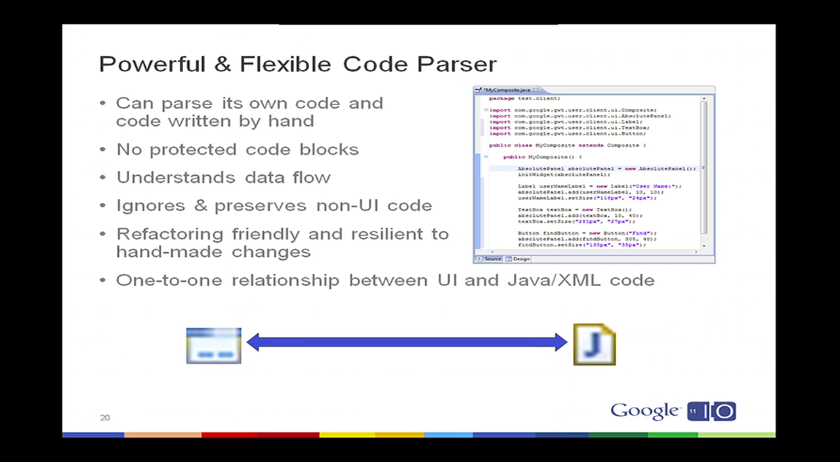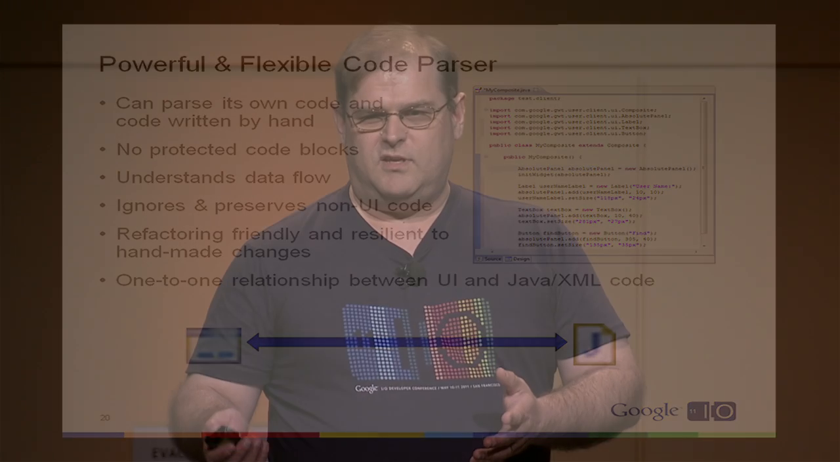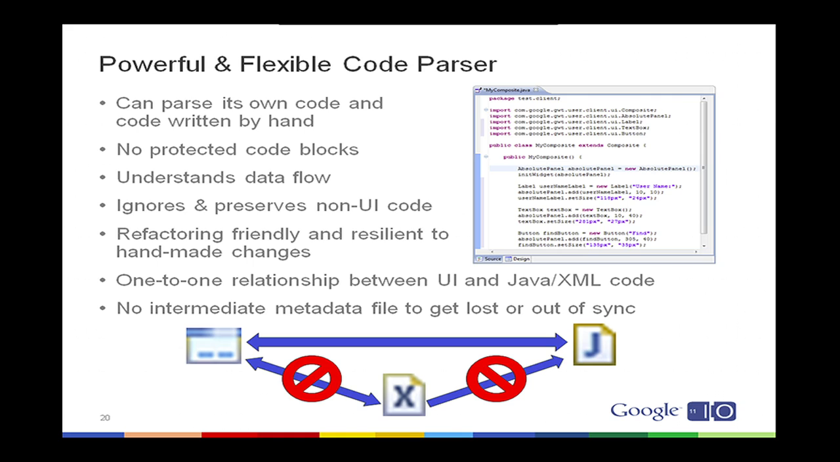And one key aspect is that there is a true one-to-one relationship between what you see in the UI design and what's in the Java or XML code for UI binder. There's no secondary metadata file, as are often used in other UI tools, that can get out of sync. So the tool basically parses the Java code, and everything about the design is derived from that. There's nothing else that you need to worry about.